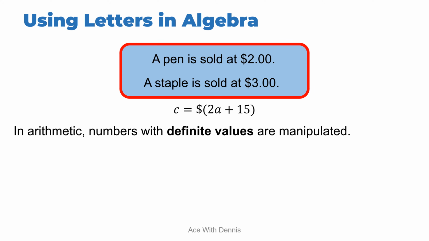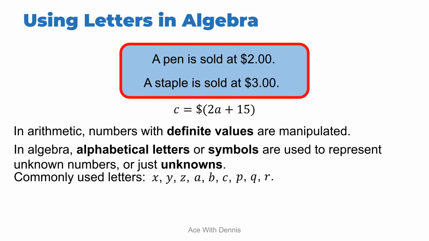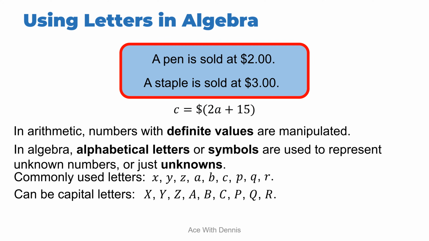In arithmetic, numbers with definite values are manipulated. In algebra, alphabetical letters or symbols are used to represent unknown numbers, or just unknowns. Commonly used letters are x, y, z, a, b, c, p, q, r. They can be capital letters such as capital X, Y, Z, capital A, B, C, and capital P, Q, R. Here are also some commonly used symbols such as theta, alpha, beta, epsilon, rho, and sigma.